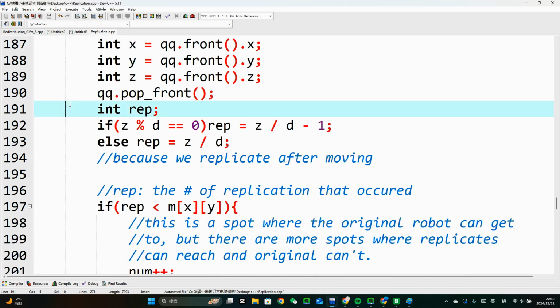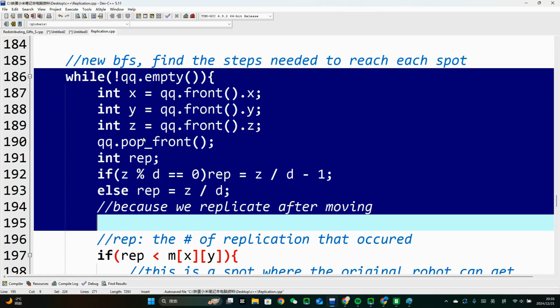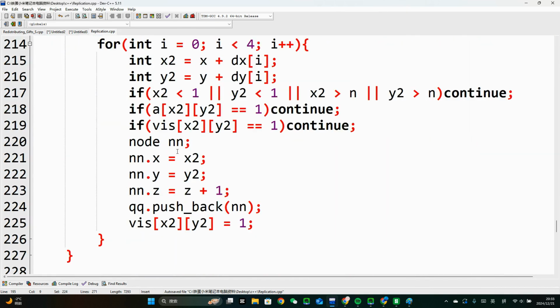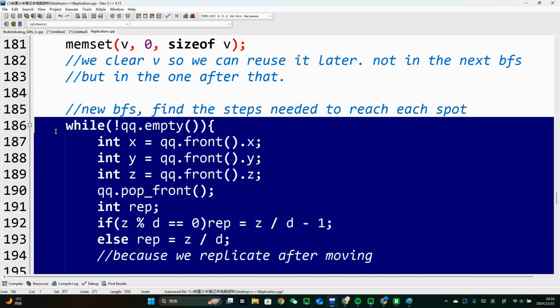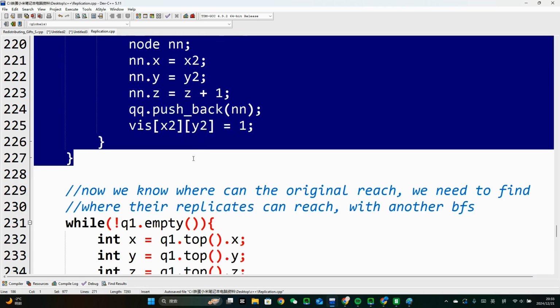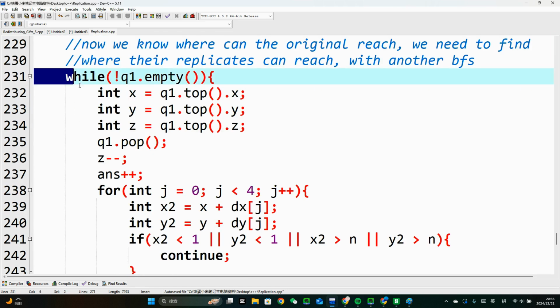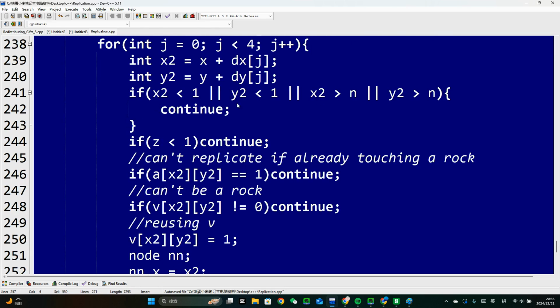Now the second BFS is where the original copy can reach, which is going to be stored in array R, which stands for where the original copy can reach. And now, for every single point that original can reach, we push it into the priority queue Q1, with the third term being how many times you can replicate on this spot.